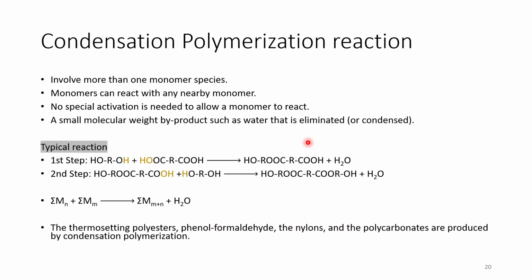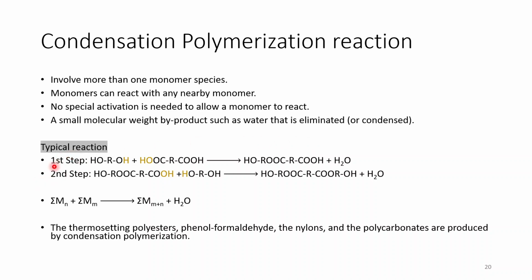Next up we have condensation polymerization reaction. It involves more than one monomer species, and the monomers can react with any nearby monomer. So in this case, no special activation is needed to allow a monomer to react, and there will be a small molecular weight byproduct such as water or ammonia that is eliminated or condensed.